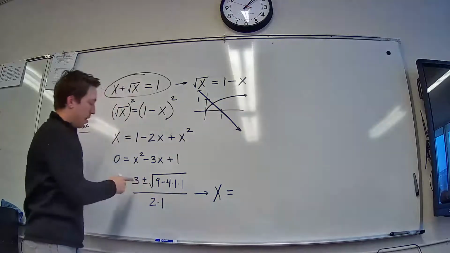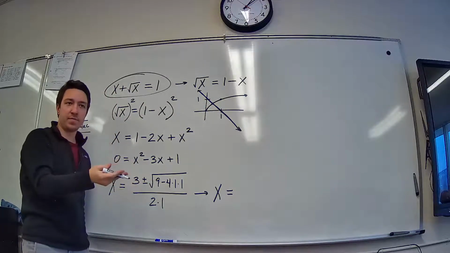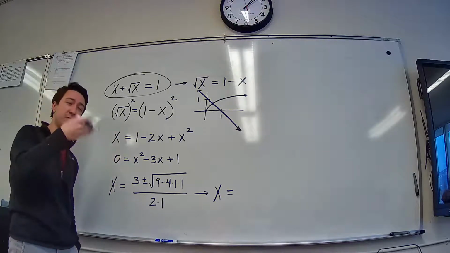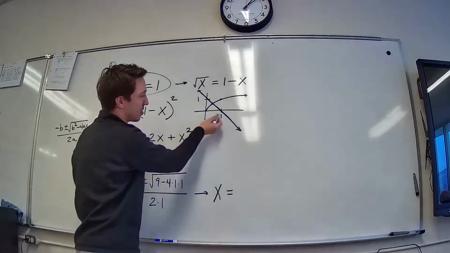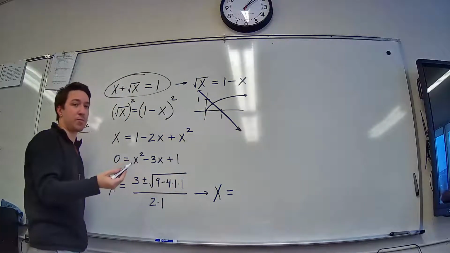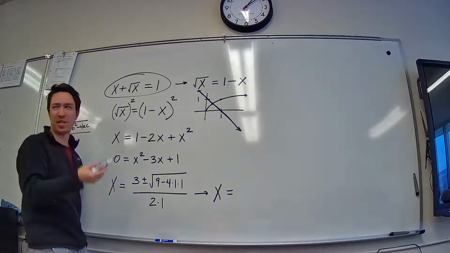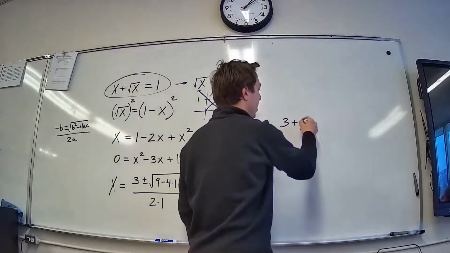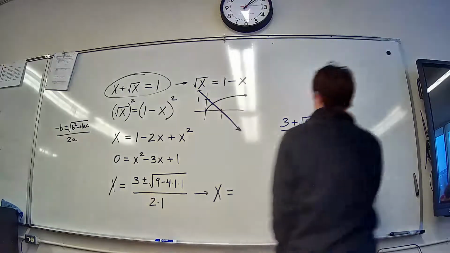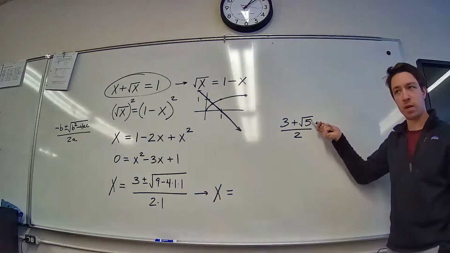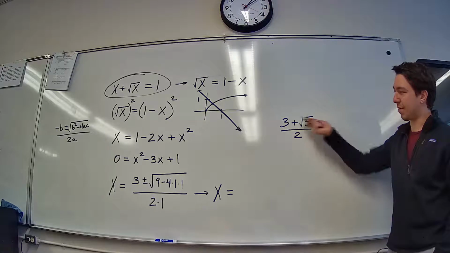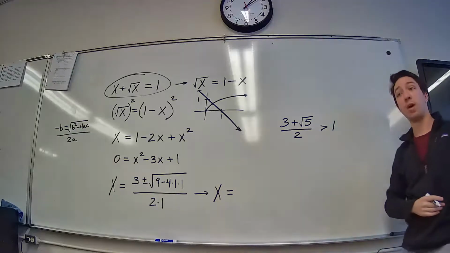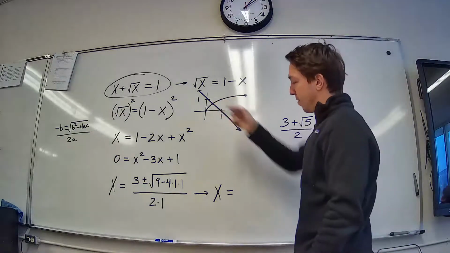Well, here's the thing though. 3 minus root 5 is also positive. So this one's extra tricky, because 3 plus root 5 is positive, and so is 3 minus root 5. But we know that the answer is less than 1. But 3 plus root 5 over 2 would be bigger than 1. So does that make sense? This might not be obvious, but root 5 is bigger than 2, right? So 3 plus a number bigger than 2 is like 5 and change. So you know that this number here is certainly bigger than 1. But 3 minus root 5 over 2 is what you're looking for.